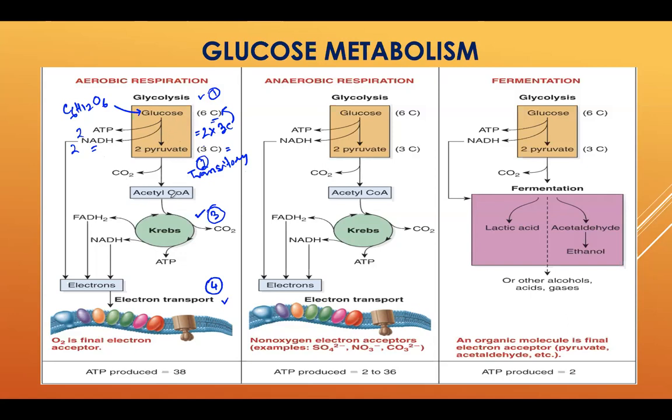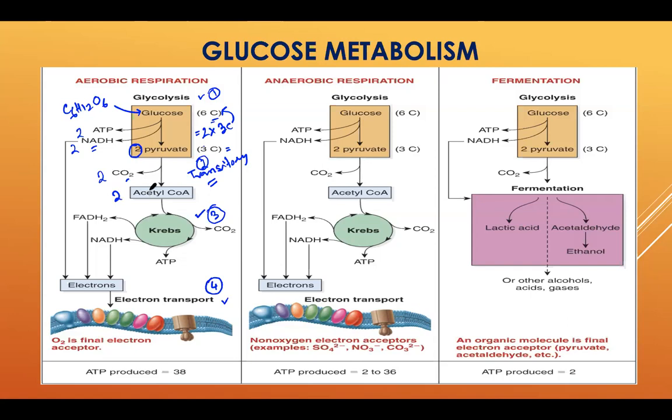Now this pyruvate converts into acetyl-CoA, coenzyme A, that is the transitory phase. It means in between glycolysis and Krebs cycle, and that's why it's called the transitory phase. This time the cell produces carbon dioxide, and there is no production of ATP. Basically from one pyruvate, the cell produces 1 acetyl-CoA and 1 carbon dioxide, but we have 2 pyruvate. So at the end of this transitory reaction, we have 2 carbon dioxide and 2 acetyl-CoA.